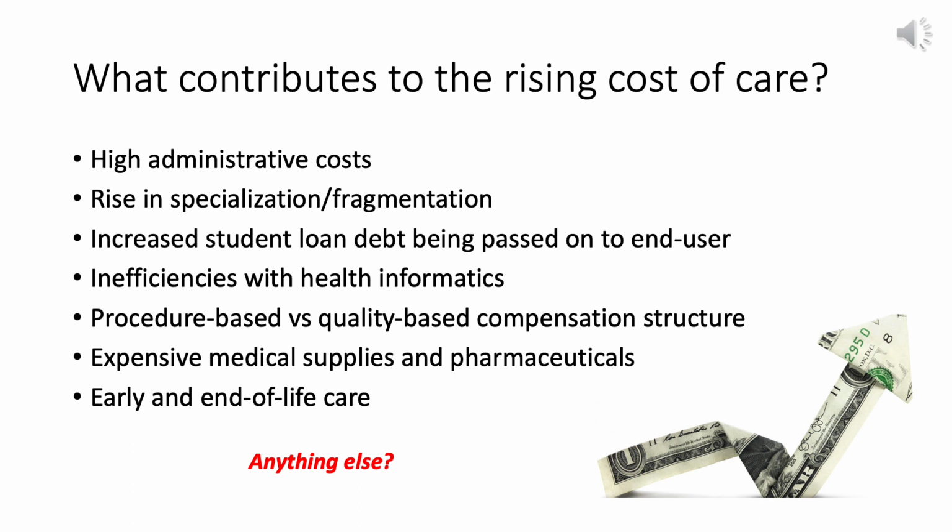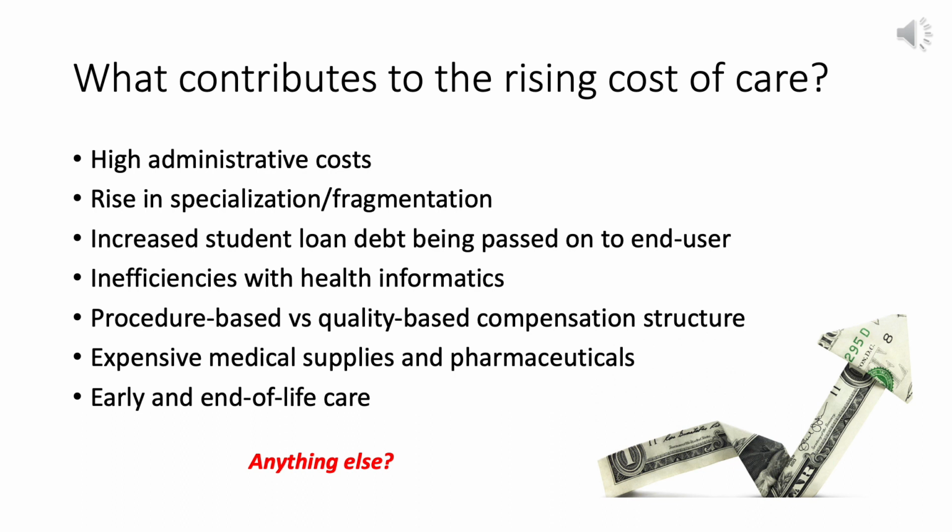We also have a structure where we are compensated for procedures. So for everything that we do, essentially we are paid more. This incentivizes people to do more. But what we're going to see probably, and we're going to talk more about this later, is a shift towards quality-based compensation structures. That is value-based care, where we are compensated only for doing the things that seem to matter and make a difference. Medical supplies are also quite expensive, as well as the cost of pharmaceuticals.